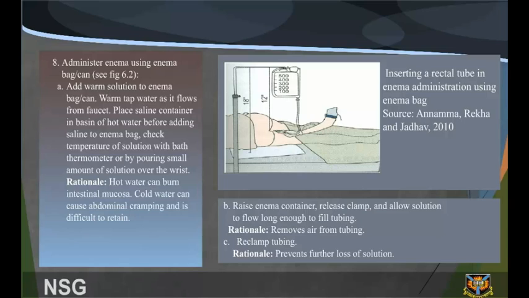Inserting a rectal tube in enema administration using an enema bag. Raise the enema container, release the clamp and allow the solution to flow long enough to fill the tubing. This removes air from the tubing. Reclamp the tubing. Rationale: prevents further loss of solution.